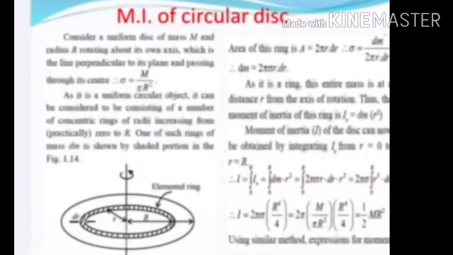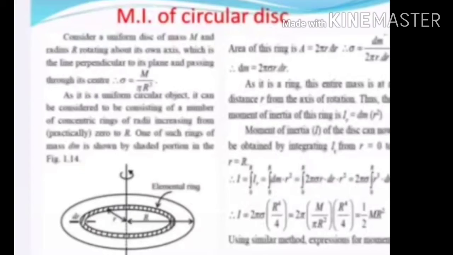Now substitute the dm value, 2 pi r into sigma into dr into r square, 0 to R, which is equal to 2 pi sigma outside of the integration and integrating only r cube into dr from 0 to R.